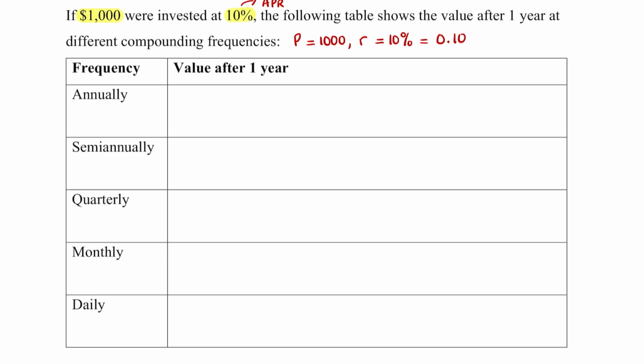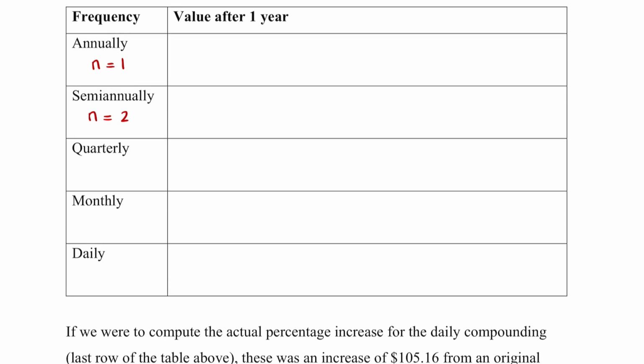So when it's compounded annually, my N is 1 because that is once a year. When it's compounded semi-annually, N is 2 because it's twice a year. When it's compounded quarterly, N is 4 because there are 4 quarters a year. When it's compounded monthly, N is 12. And when it's compounded daily, N is 365.